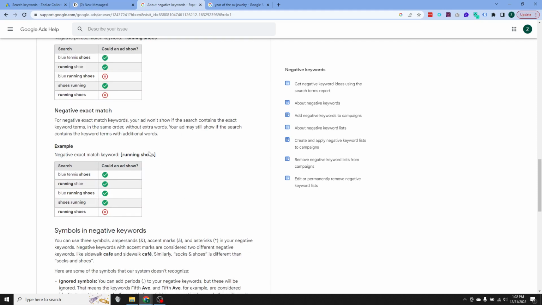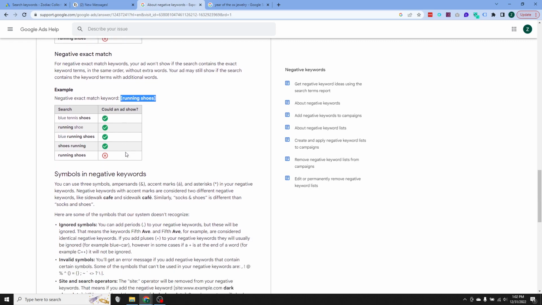So we'll start with exact. Now, if we had an ad group targeting running shoes, and we had a whole bunch of terms showing up, and we found that running shoes by itself, for whatever reason, wasn't converting, and we decided we didn't want to run ads for it anymore because it spent $500 and didn't get a sale, but these other ones were working for some reason: shoes running, blue running shoes, running shoe.